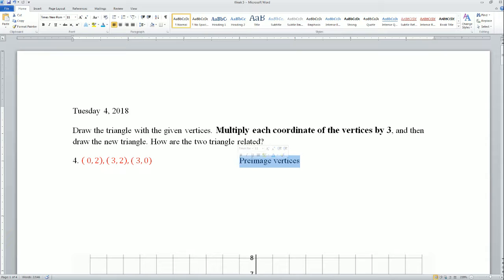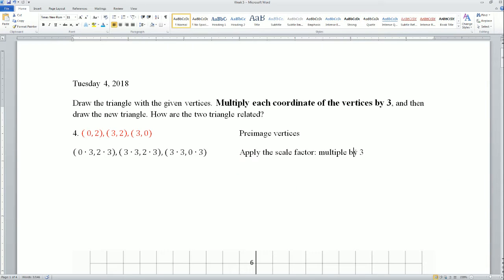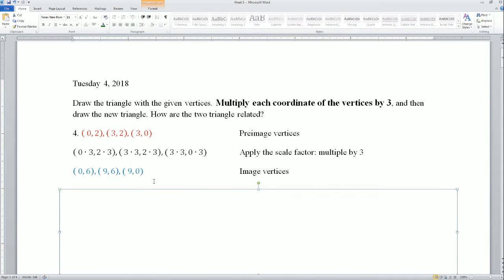I'm going to apply the scale factor, which is multiplying by 3, okay? So, this is what I did here. I apply the scale factor, which is multiplied by 3. So, look at my first one: 0 times 3. The next one, 2 times 3. The next one, 3 times 3. The next one, 2 times 3. Do you see how I'm multiplying 3 to each value of the vertices? After I multiply, I get the new image.